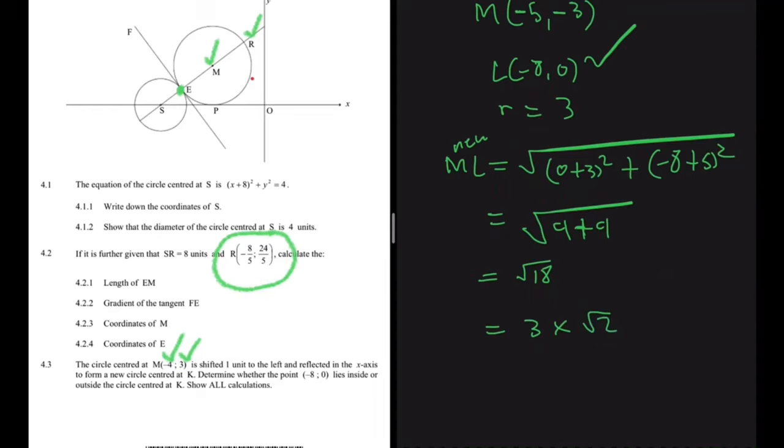So 3 multiplied by the square root of 2 is definitely greater than 3, right? So that point lies outside of the circle. So the point is outside the circle.